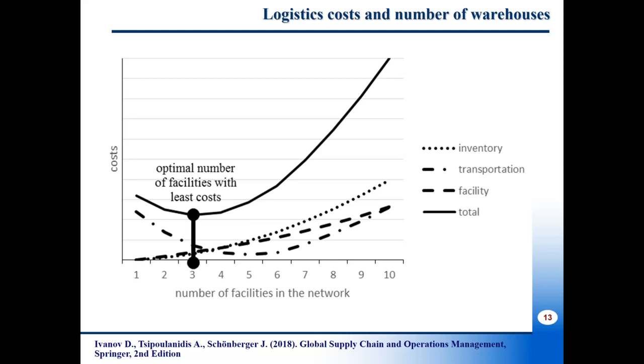Such a function has an optimal number of facilities with minimal total cost. Incorporating this optimal number of facilities minimizes the total cost of the transportation system and thus contributes to balancing cost and customer satisfaction.